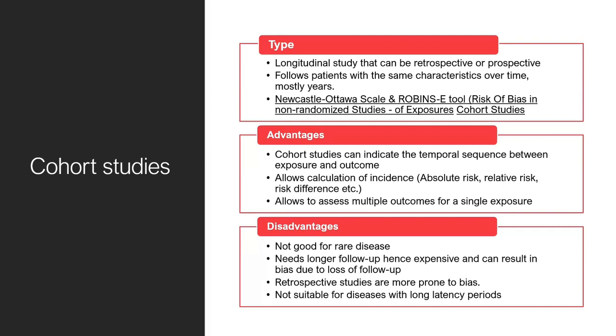The tools that you can use for bias in this case are the Newcastle-Ottawa scale, and you can use the ROBINS-E tool. They're both available. If you Google Cochrane Library, they're both available over there free of cost. Advantages is you can use it for temporal sequence between exposure and outcome. You can calculate certain things with this. For example, you can calculate incidence. You can calculate absolute risk, relative risk, risk difference, and you can look at multiple outcomes with the same exposure. A single exposure can be linked to various outcomes in a single study.